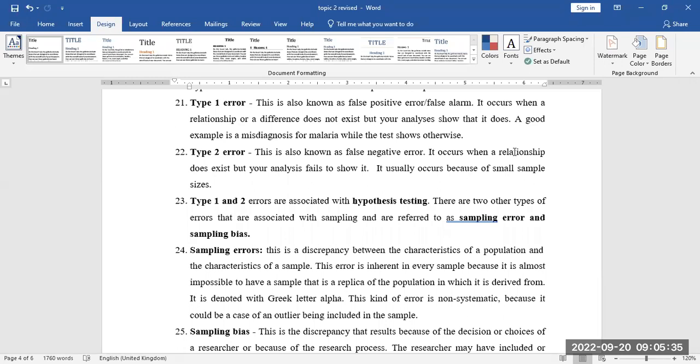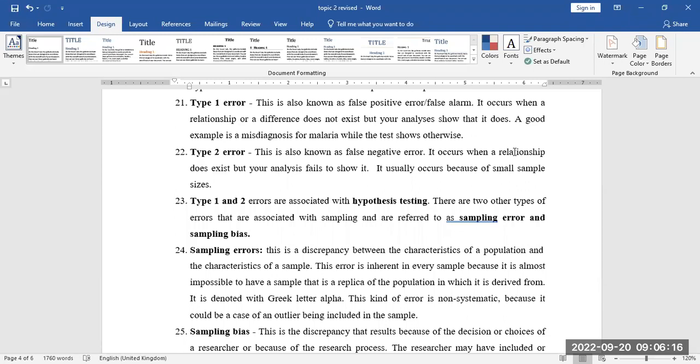So let's go to the other one, which is type 1 error. This is known as false positive error. It's called false positive error or false alarm. And how does it occur? Type 1 error occurs when a relationship or a difference does not exist, but your analysis shows that it does. It occurs when a relationship or a difference does not exist, but when you do your analysis, you find that it does. A very good example is a misleading diagnosis for malaria when the test shows otherwise.